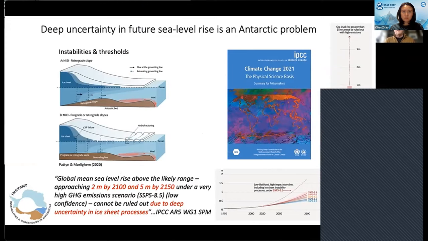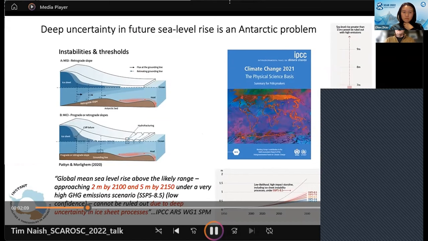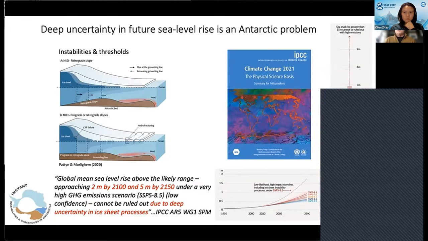We've all talked about them and heard about them: the marine ice sheet instability, the marine ice cliff instability, and the hydrofracturing of ice shelves. If these instabilities play out at scale, they could increase the rate of contribution of Antarctic ice mass to sea level rise, such that the IPCC said in the summary for policymakers, 2 meters could not be ruled out by the end of the century and 5 meters by 2150.